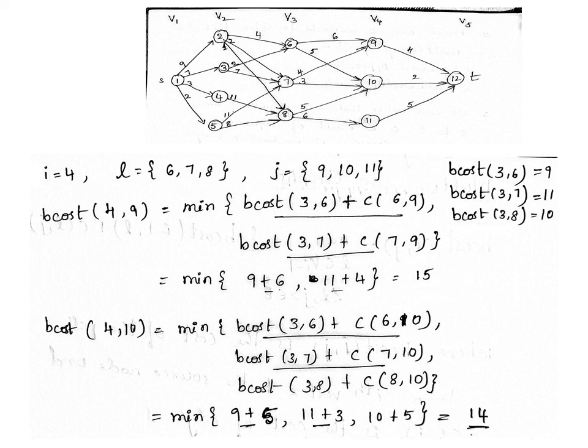Here we can notice each stage has a set of vertices. V2 has 2, 3, 4 and 5. Stage V3 has 6, 7 and 8, and stage V4 has 9, 10 and 11. And we can consider any edge, for example 2 to 6: 2 is in stage V2 and 6 is in stage V3. Again, if I consider 7 to 10, 7 is in stage V3 and 10 is in stage V4. So any edge belongs to stage i and i plus 1.